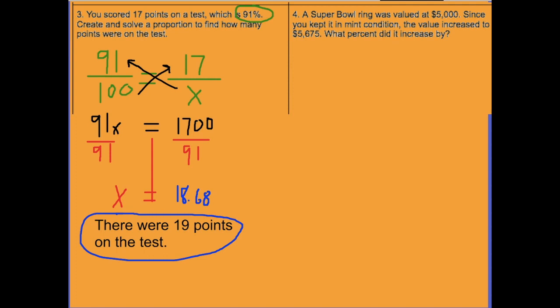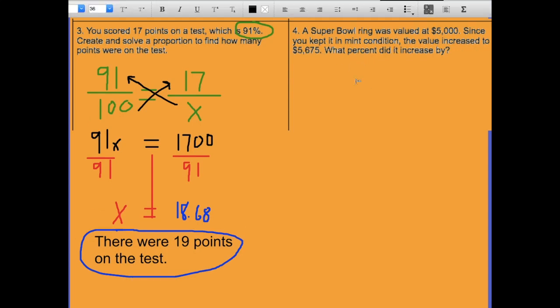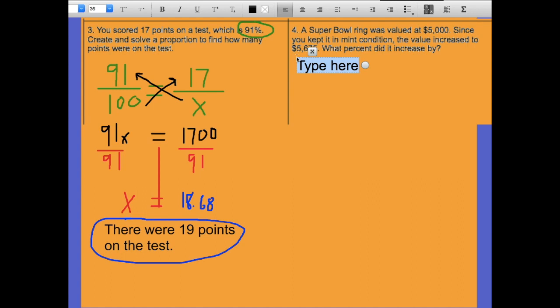So this ring is valued at $5,000. Since you kept it in mint condition, the value increased to $5,675. What percent did it increase by? So in general here, when we're looking for a percent increase or decrease, we have to find the difference. Remember, difference means we subtract. It's the solution to a subtraction problem. And we divide that by the original.